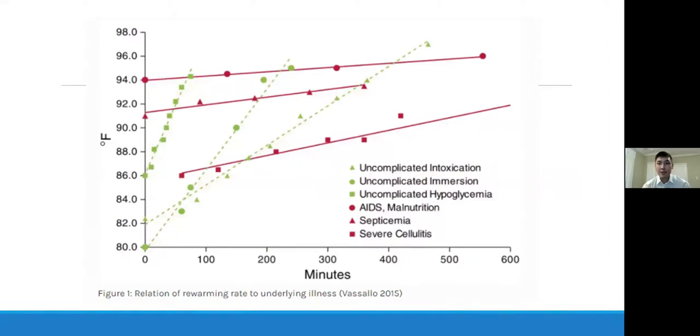This graph shows the rate of rewarming for patients when they have various underlying illnesses. And you can see that underlying illnesses such as sepsis can severely slow the rate of rewarming. So it's important to have a high index of suspicion for things like sepsis if rewarming is not going as quickly as expected, and have a low threshold to start antibiotics.